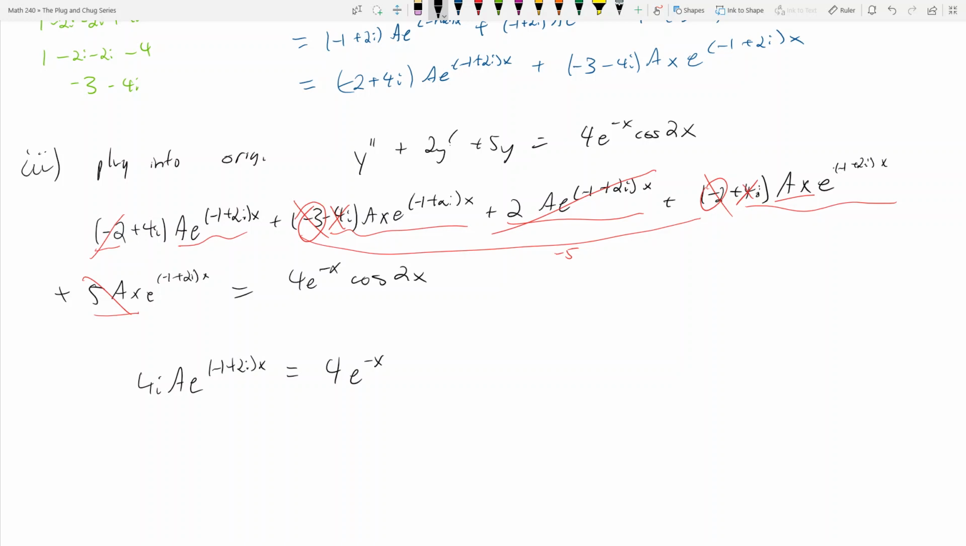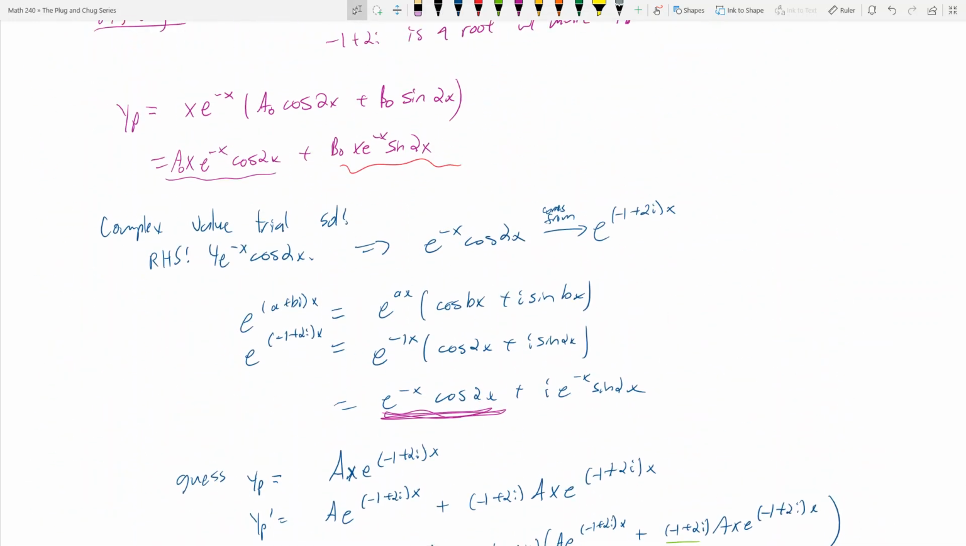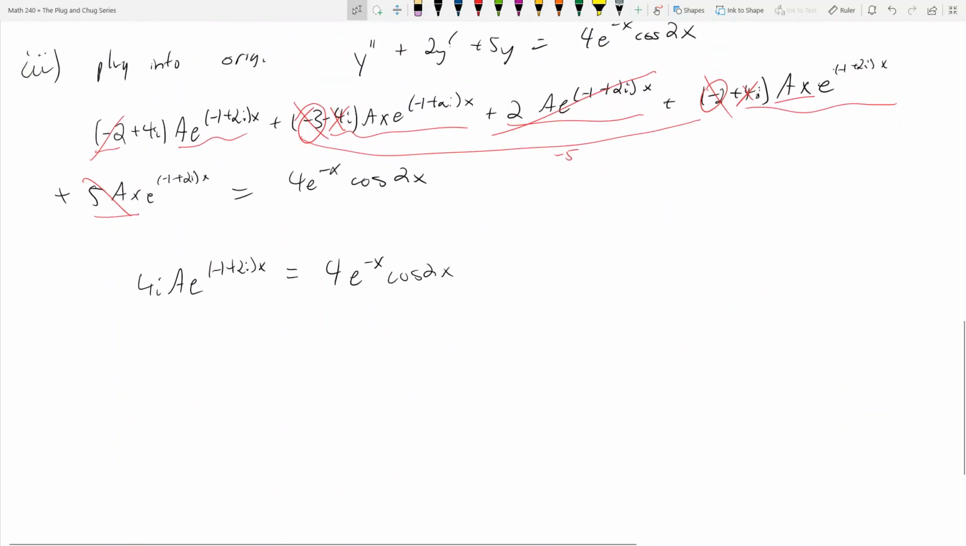But we want to write this right-hand side as we did up here. So we want to write it essentially as 4e to the negative 1 plus 2ix. So instead of this guy, we want to write this as 4e to the negative 1 plus 2ix. Okay? And again, I hope you see why this guy and this guy are equivalent.